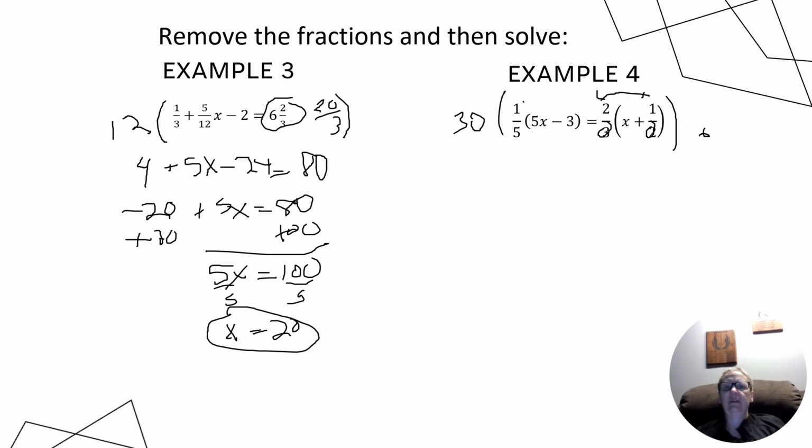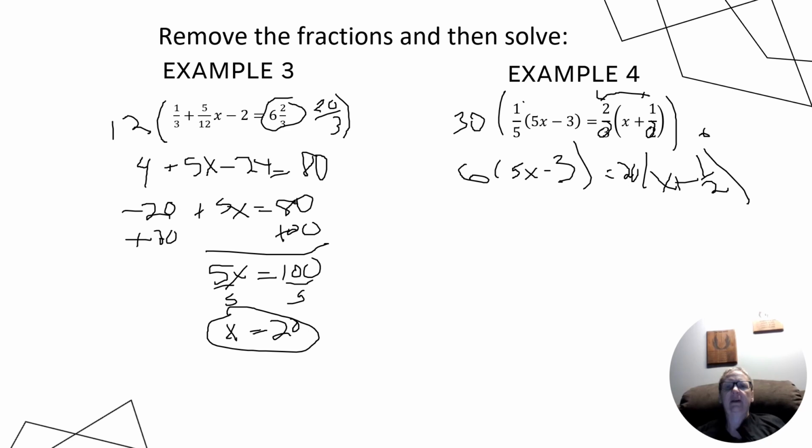So 30 times 1/5 is the same as 30 divided by 5, which is 6. So I'm just going to copy the rest. And then I'm just going to multiply the 30 times 2/3. I'm not going to multiply by anything in here because that would be double multiplication. So 30 times 2/3 is 30 divided by 3 is 10 times 2 is 20. And then I copy the x plus 1/2 here. So now I'm ready to distribute.